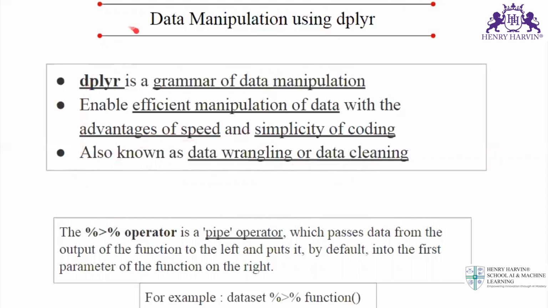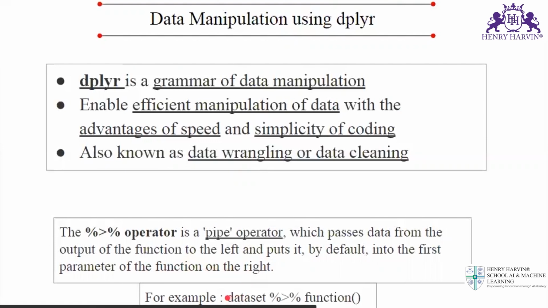When we use the dplyr package for manipulation, there is an operator that helps us to provide formulas or functions to our data set. It is called the pipe operator. It is the percentage sign, then the greater sign and the percentage sign. It creates a pipe symbol which passes data from the output of the function to the left and puts it by default into the first parameter of the function on the right.